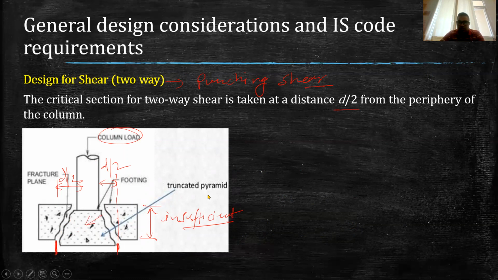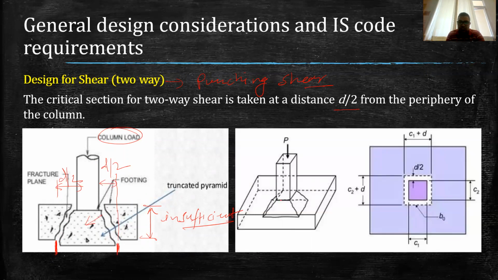We will see this in the 3D form also. Here you can see punching is occurring all over four sides, and this distance is basically d by 2. So therefore, in this case, the critical section is along the periphery of the column and at d by 2 distance. You can see here in this plan, this square along the periphery of the column is the critical section. So maximum shear force in case of punching shear will occur at the periphery of the column, and periphery is at d by 2 distance.